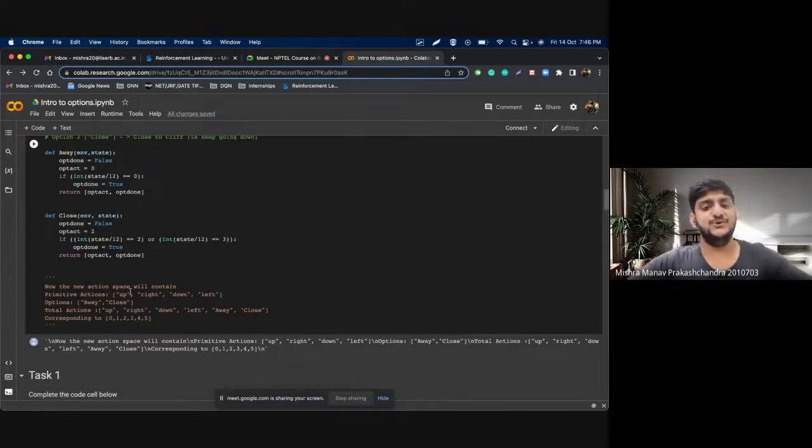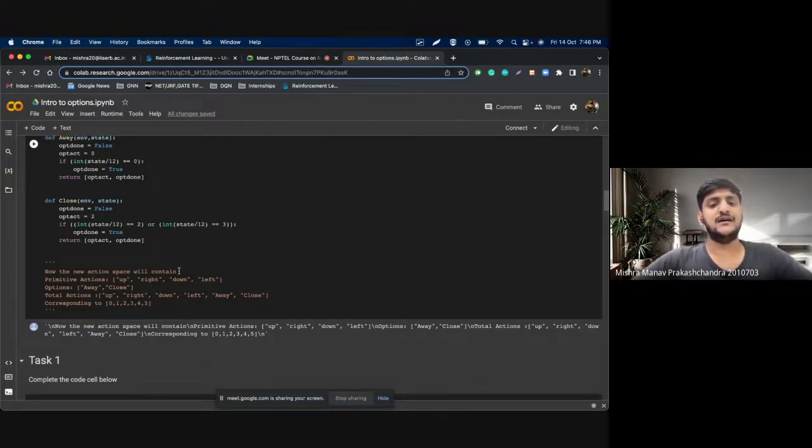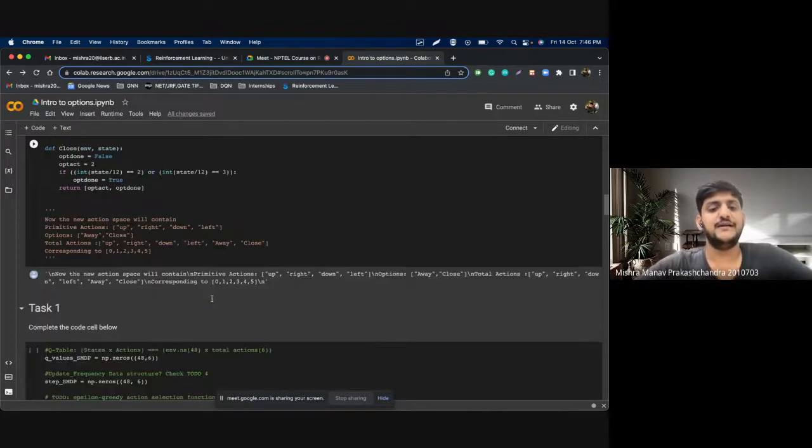Now the new action space will contain your primitive actions, which are up, right, down, left, and then the two options you define, away and close. So the total number of actions is up, right, down, left, away and close, and they correspond to 0, 1, 2, 3, 4, 5.